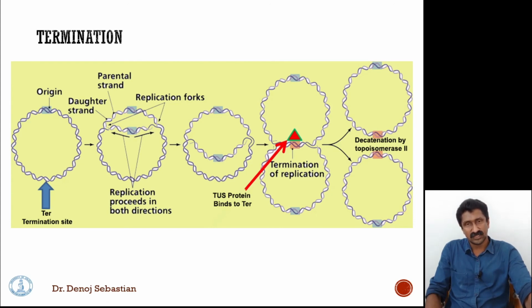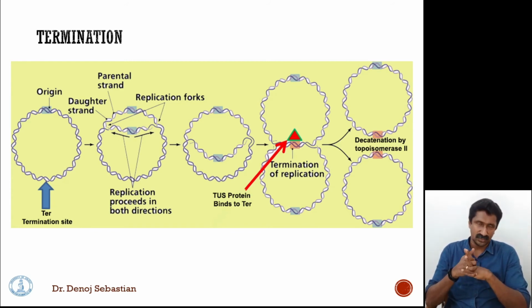Finally, there will be catenanes. Catenane means two crossed rings, just like two rings joined. One ring will be inside the other one, so that without cutting one ring, the other one cannot be released. So these catenanes will be formed, and interlinked circles will be there. That interlinked circle will be released by cutting one of the strands and joining it together. That is known as decatenation.